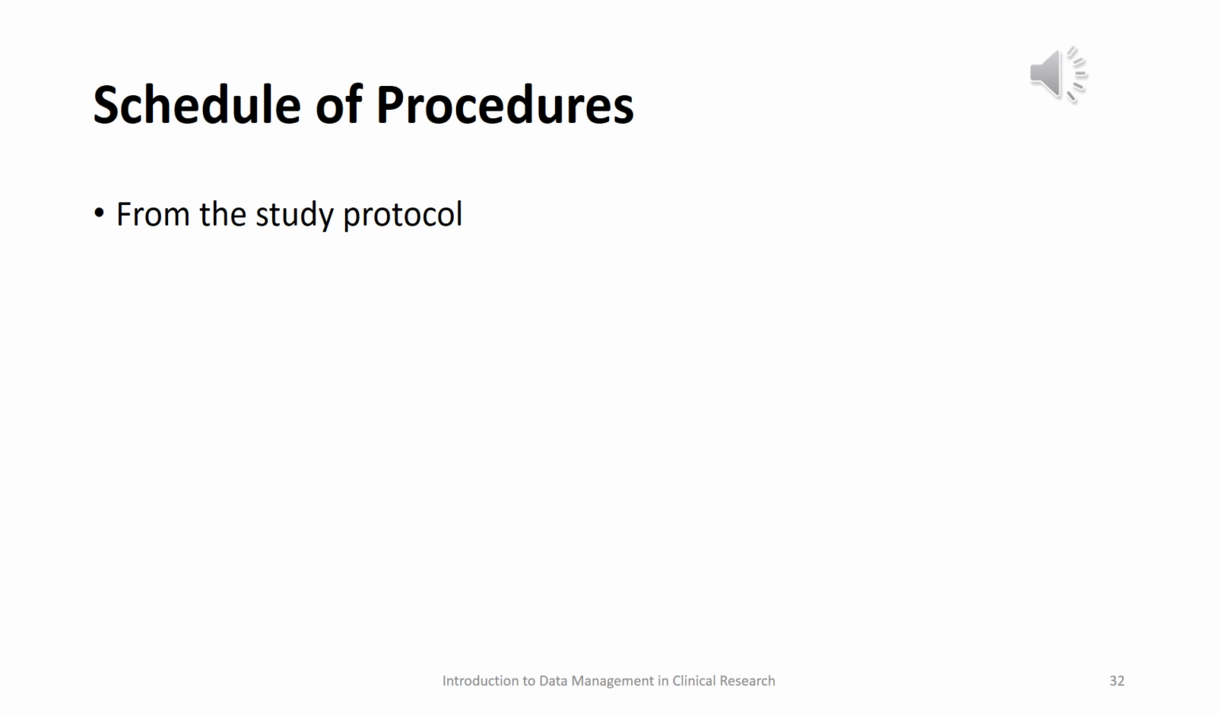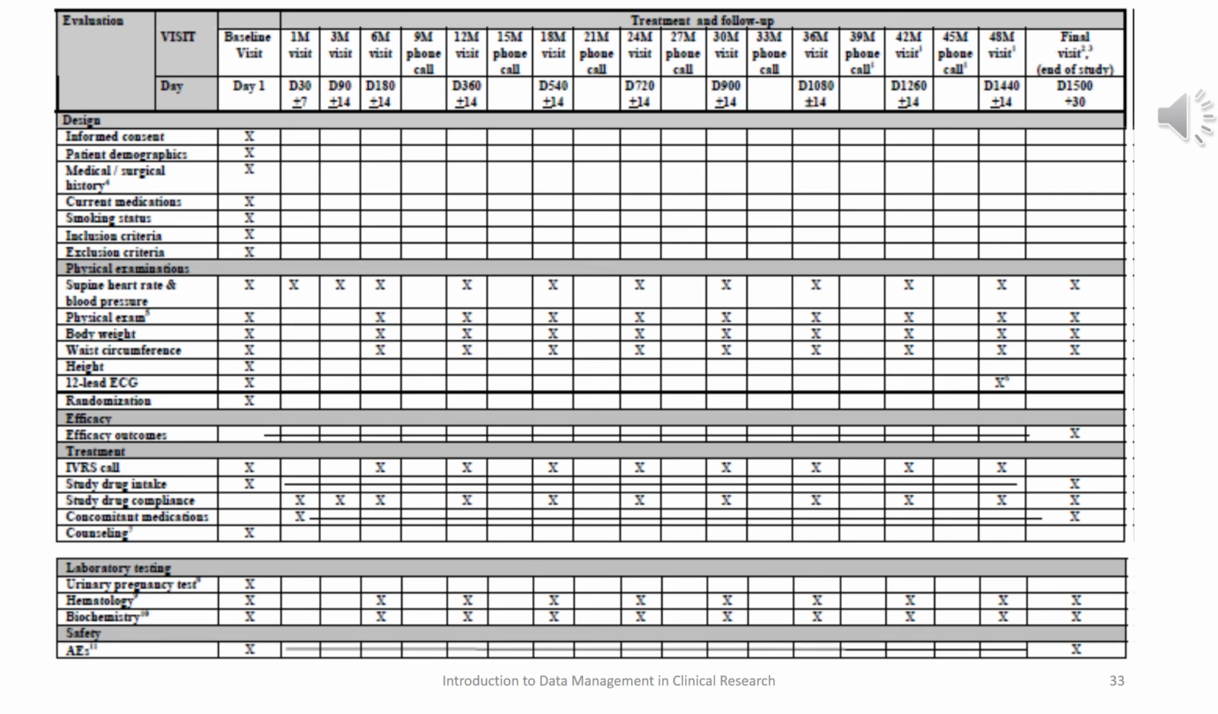So we mentioned the protocol, and we mentioned that the data elements, or the data that we're going to collect, come from the protocol. In many cases, it comes from the schedule of procedures section in the protocol. That's going to tell us what is going to be done over the course of the trial, and it tells us what we need to collect as they go along. So here's an example of a schedule of events for the clinical trial for each patient.